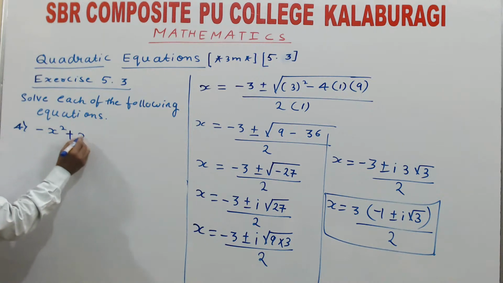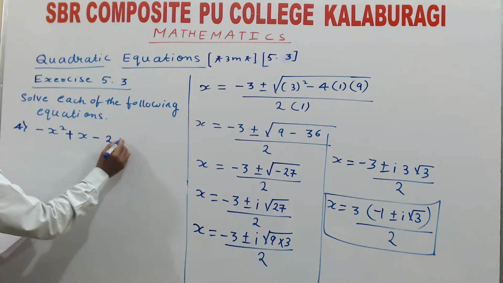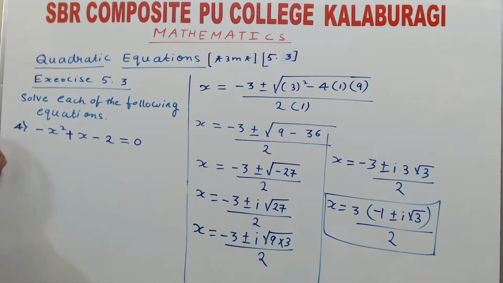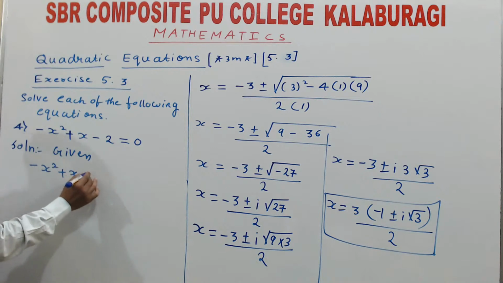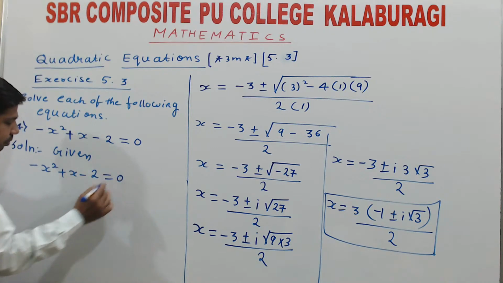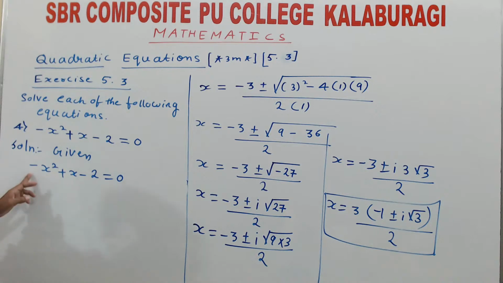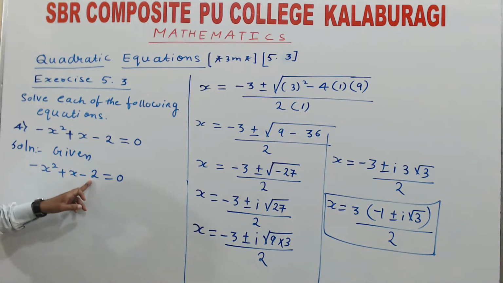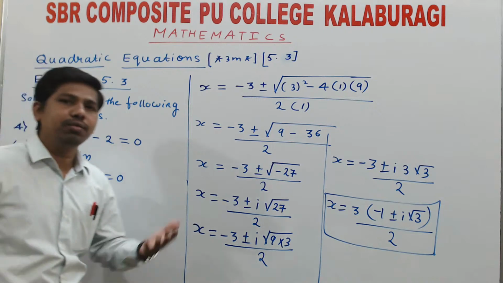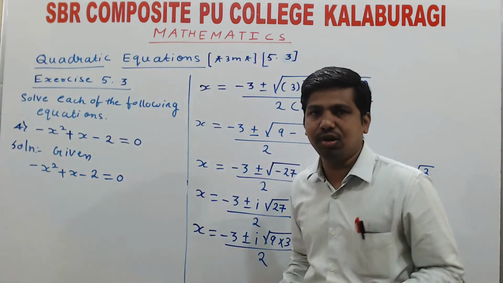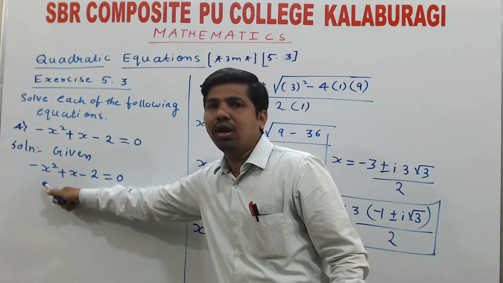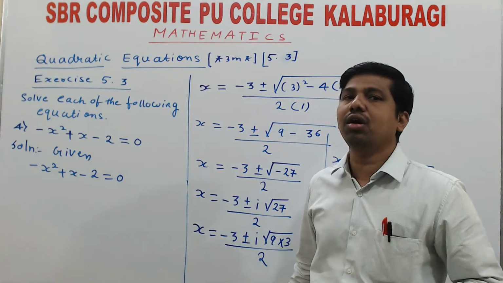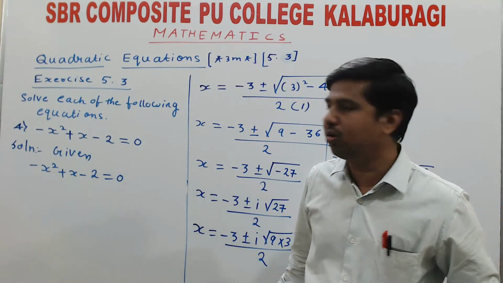Minus x square plus x minus 2 equal to 0. Solution. Given quadratic equation is minus x square plus x minus 2 equal to 0. Even directly you can solve by taking a as minus 1, b as 1 and c as minus 2. But it is better to convert to the standard form, that is ax square plus bx plus c equals 0.